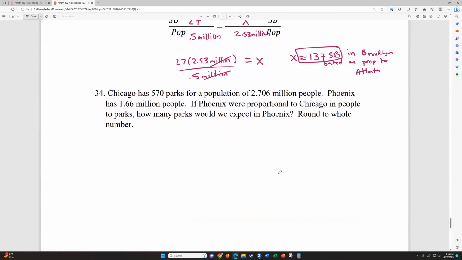Okay, so we have Chicago has 570 parks for a population of 2.706 million people. Phoenix has 1.66 million people. Phoenix is going to be proportional to Chicago. So I'm going to use everything I know about Chicago in people to parks. So we're going to put people on top, parks on bottom. How many parks would we expect in Phoenix? Okay, so we've got Chicago, got Phoenix.